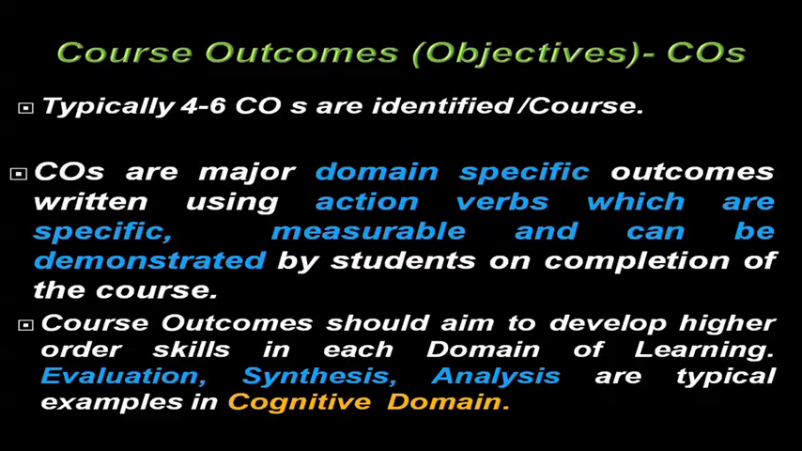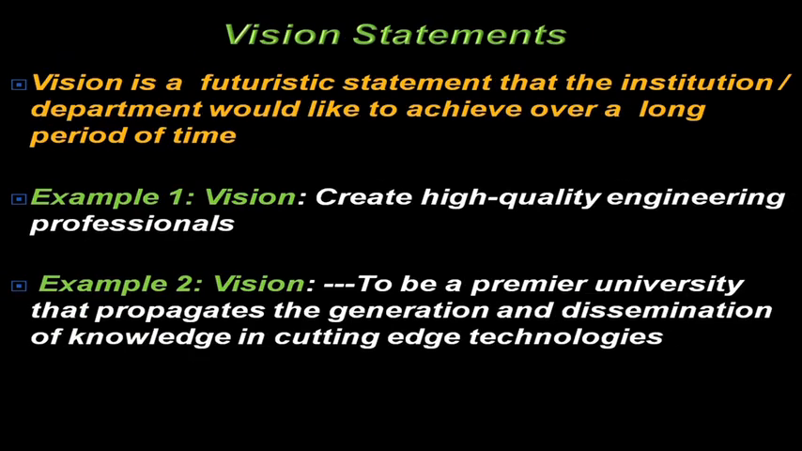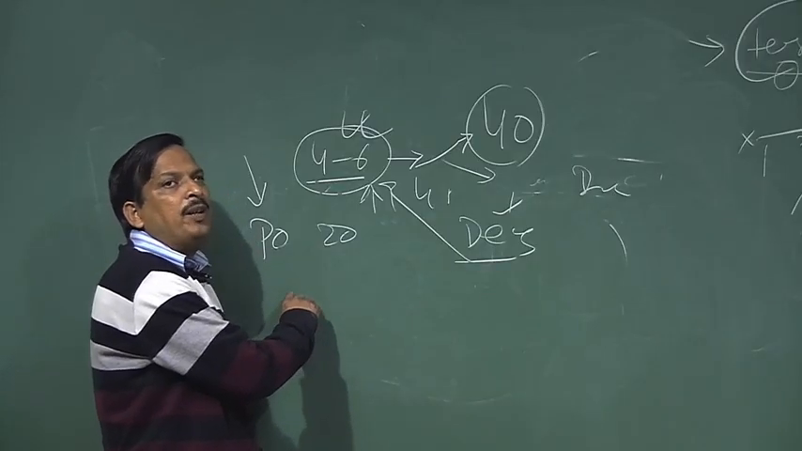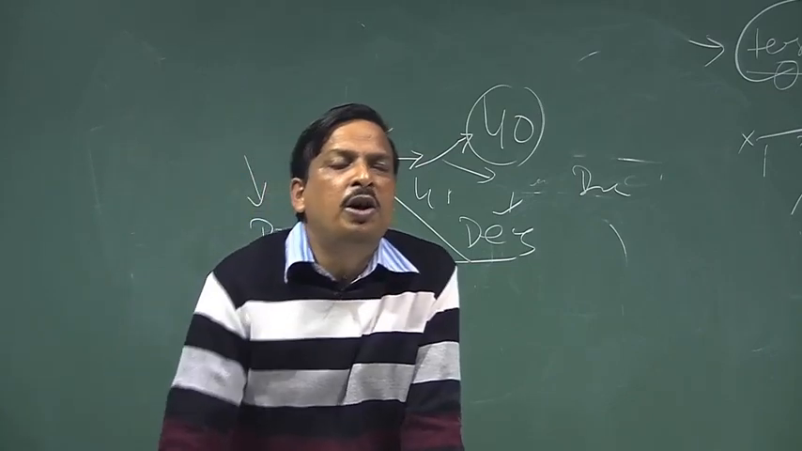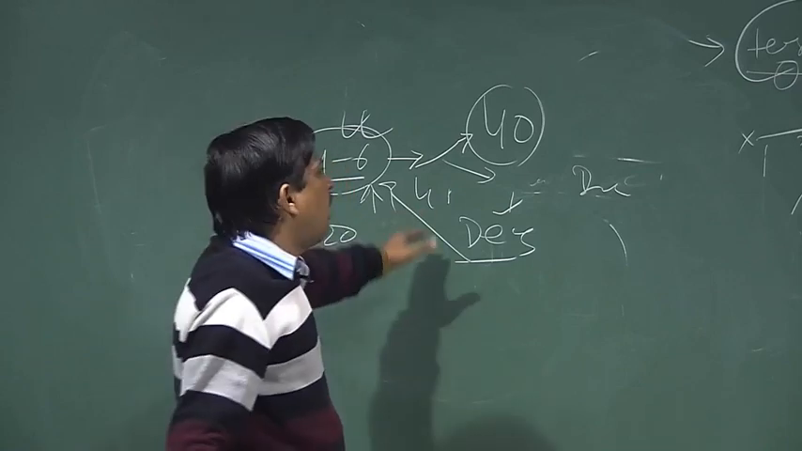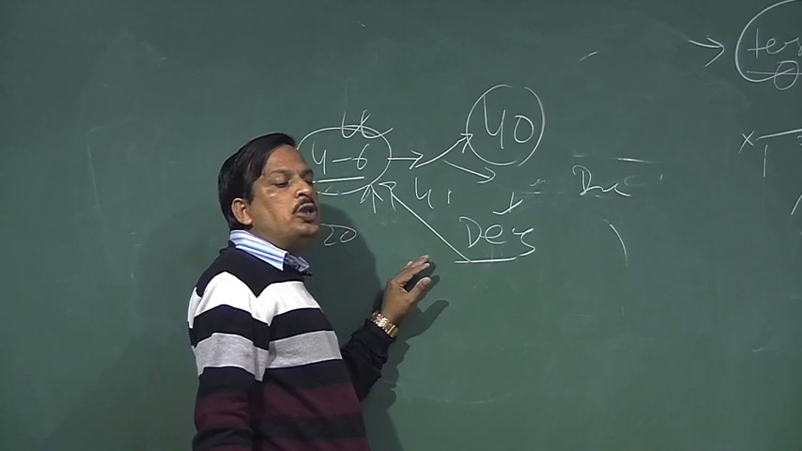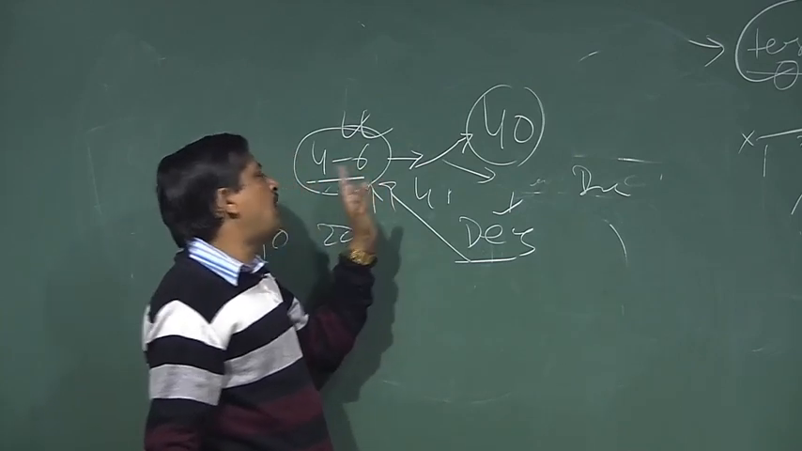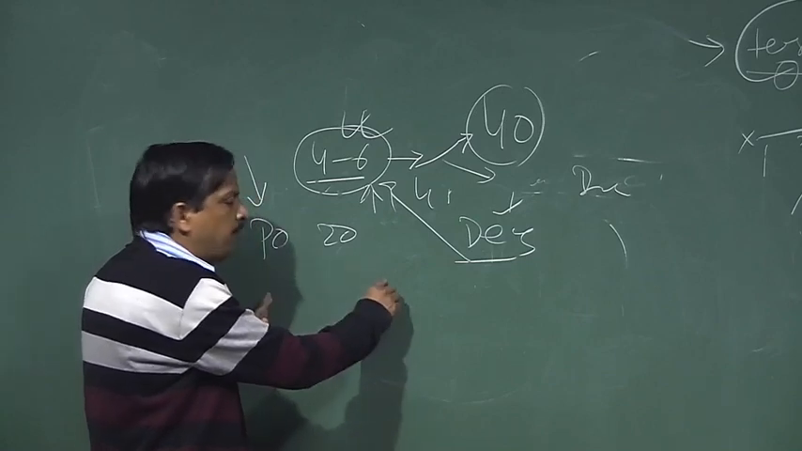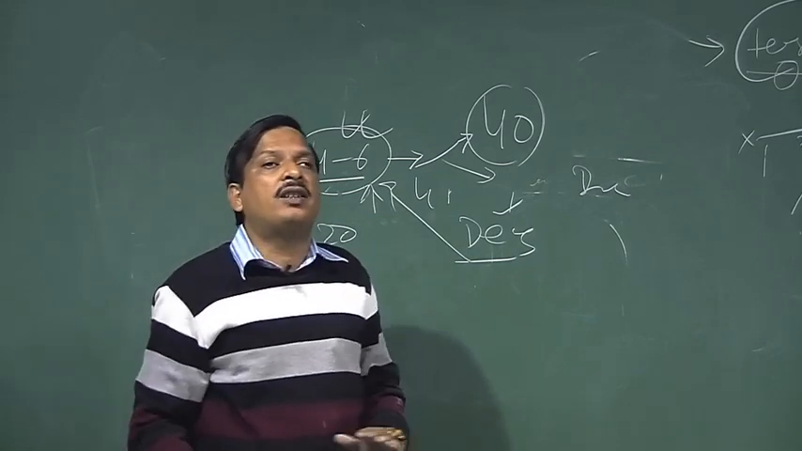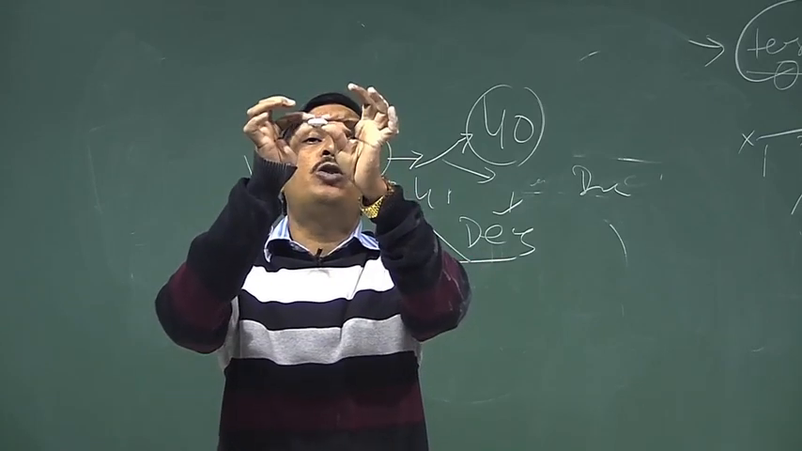So, how to write the course outcome? There is a slide: each outcome must be written based on the theory of instructional system design and Bloom's taxonomy. What does instructional system design say? An outcome or instructional objective is a statement of something specific, measurable, and achievable that students should be able to do after receiving the instruction. So each course outcome should be a statement of something the student will be able to do at the end of the course.